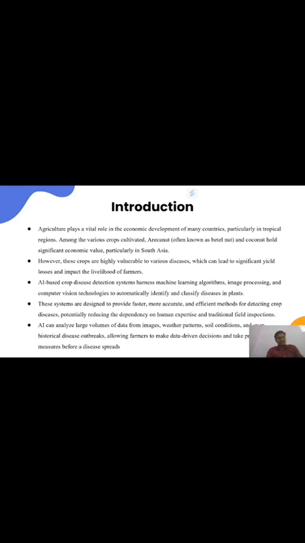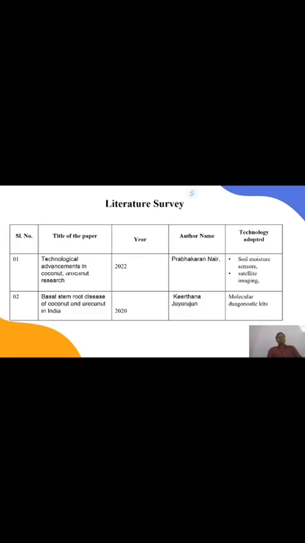These systems are designed to provide faster, more accurate and efficient methods for detecting crop diseases, potentially reducing the dependency on human and traditional field inspections. AI can analyze large volumes of data from images, weather patterns, soil conditions, and even historical disease outbreaks, allowing farmers to make data-driven decisions and take preventive measures before the disease spreads. And we made a literature survey.